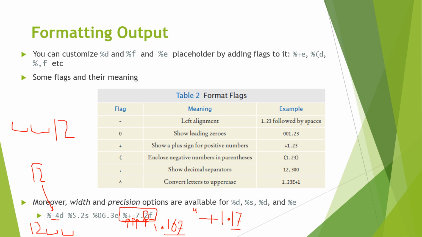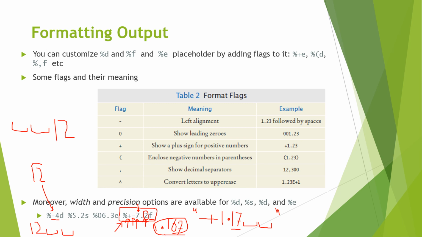Anyway, let's see how many characters we have. Plus is 1, 1 is 2, dot is 3, 1 is the fourth one, 7 is the fifth one, and I need 2 more to get to the minimum width that I need, which is 7, right? And because of this minus, I need to add 2 extra spaces after the number. So this is the string that will be printed out if you try printing the number 1.167 using this placeholder %+-7.2f.